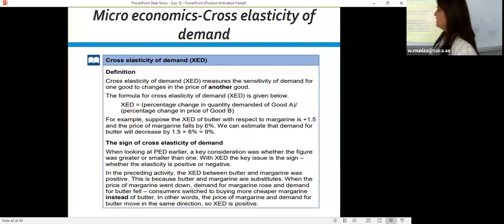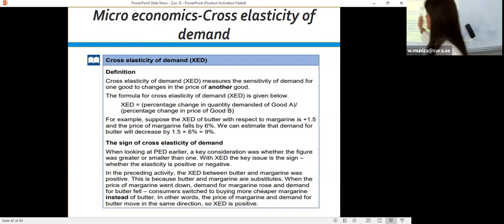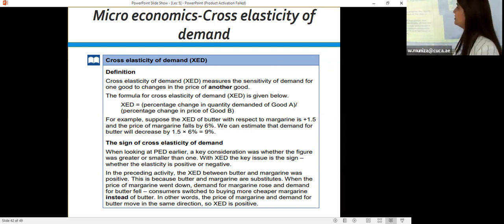When looking at price elasticity of demand earlier, the key consideration was whether the figure was greater or smaller than 1. If it was greater than 1, it means that the product is relatively elastic. Am I right? If it was lesser than 1, it is inelastic. But over here with cross elasticity of demand, the key issue is the sign. Whether the elasticity is positive or negative.